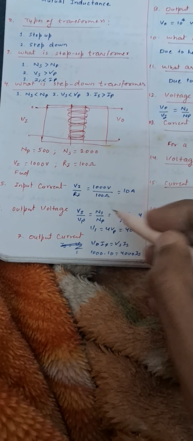Next, we are being given a question. Here is the input, here is the output. Number of turns in the primary circuit are 500, secondary 2000. Voltage input is 1000 volt. Input resistance is 100 ohm. Then we need to find the input current. So input current is Vi upon Ri, which gives us 1000 by 100, which is 10 ampere.